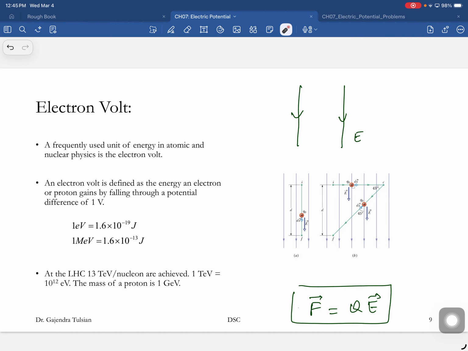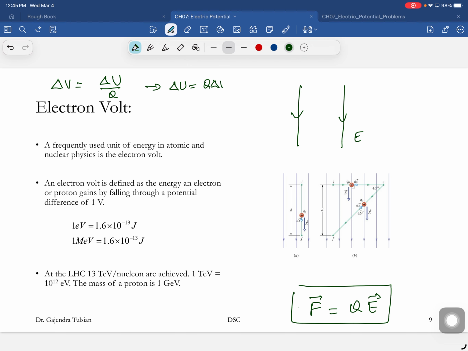In one of the previous formulas, you'll see that the change in potential between 2 points is the change in potential energy divided by the charge. That's how this thing is defined. So change in potential energy is equal to Q times change in potential. That is the amount by which potential energy changes for a charge falling through this potential difference.